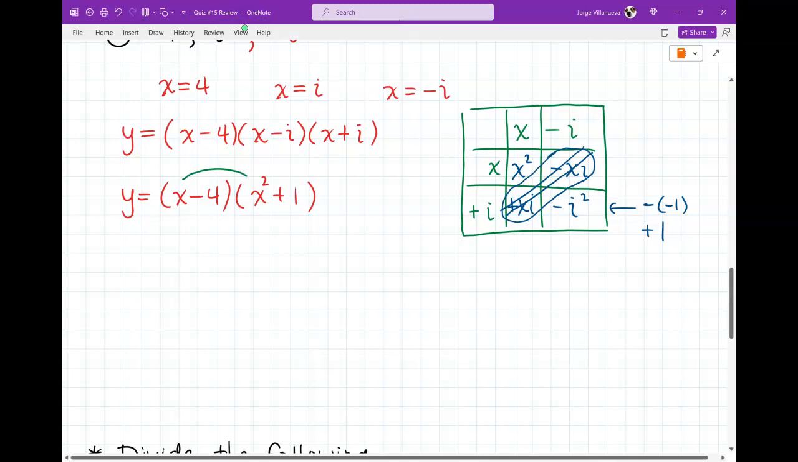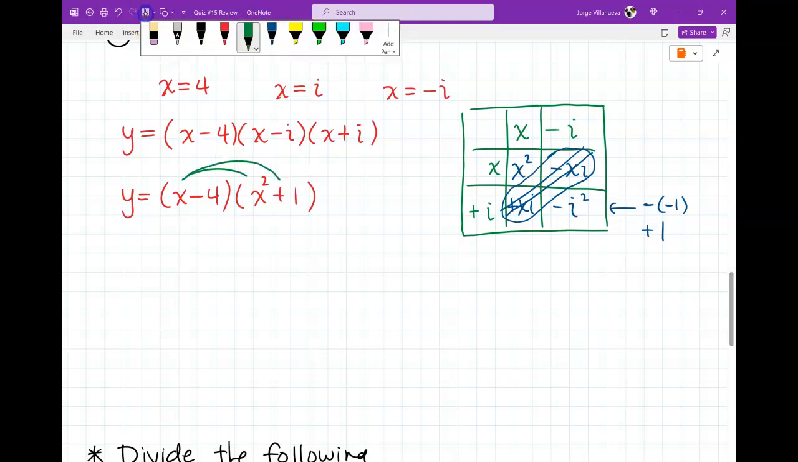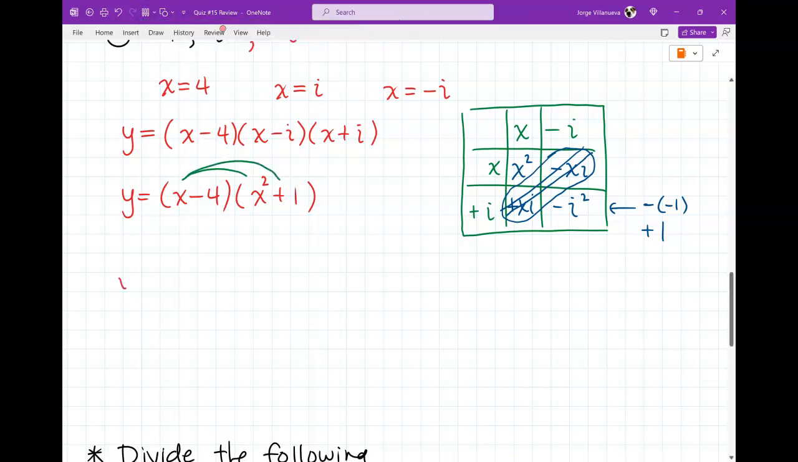So I'm going to start with x. Just so you guys can see, it doesn't matter how you do it. Just do it right. Right? Math can be done an infinite number of ways. Just do it right. Okay? So x times x squared, that's x cubed. X times 1, that's positive x.